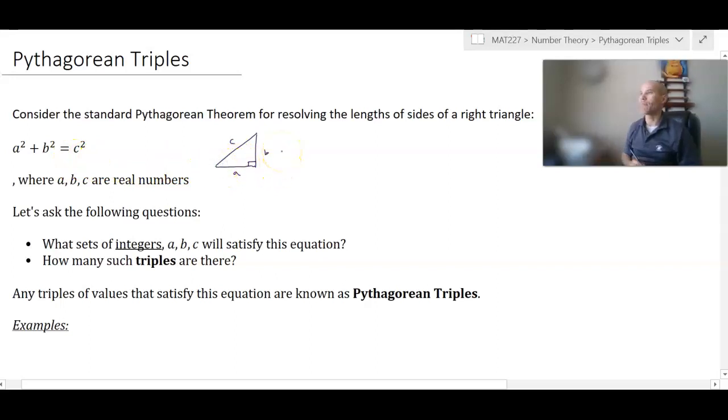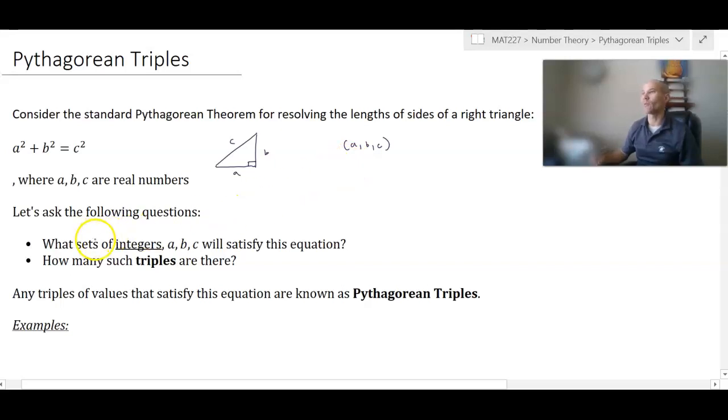Okay, so a Pythagorean triple is a triple of numbers that follows this formula. However, since we're dealing with number theory, we are only interested in integer triples A, B, and C.